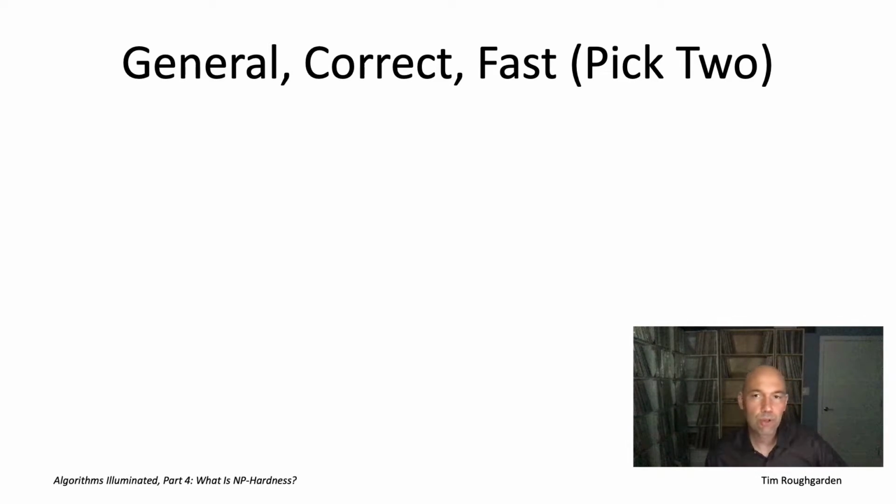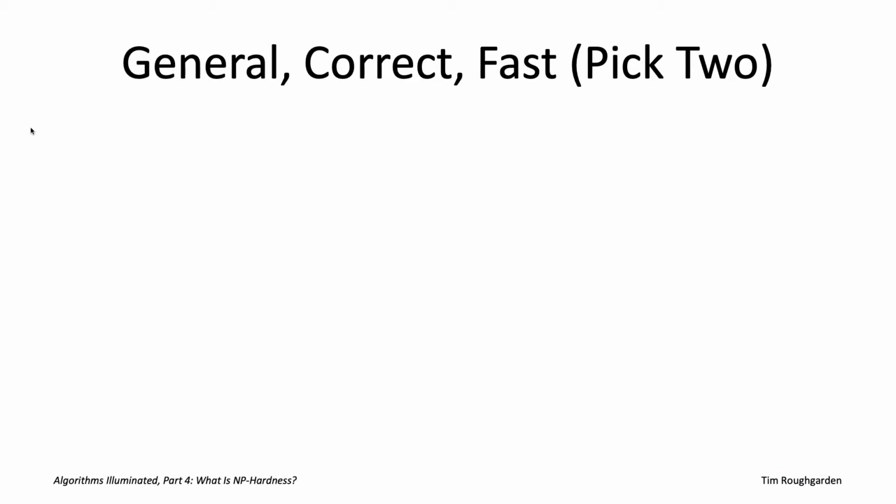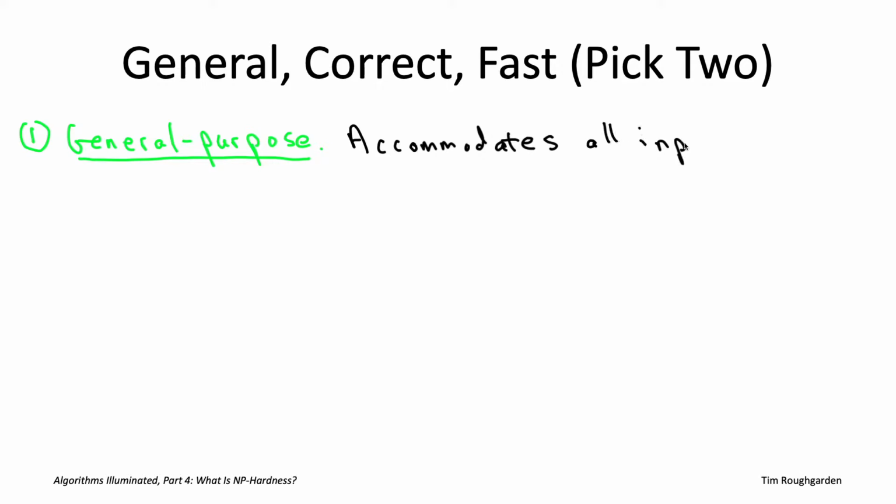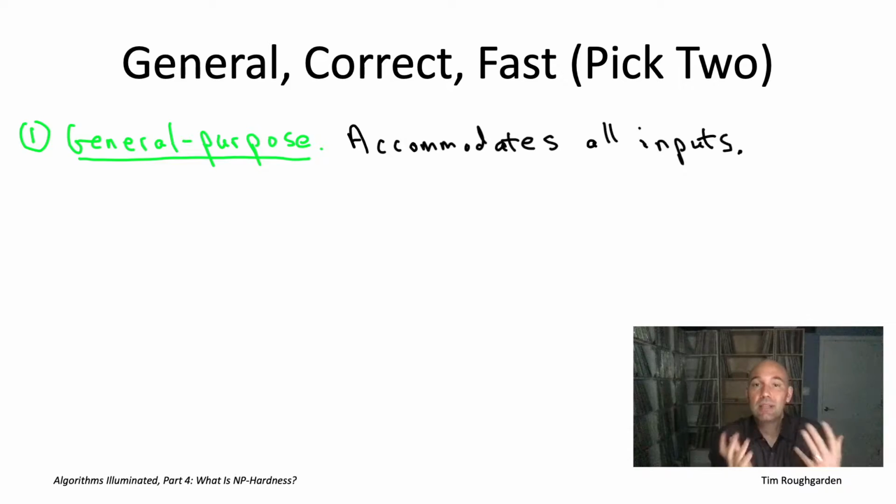NP-hardness rules out algorithms that share 3 desirable properties, or at least, assuming the P not equal to NP conjecture is true, it rules out having all 3 of these simultaneously. So the first desirable property is you'd like an algorithm which is general purpose, meaning you make no assumptions about the input, no matter what the input is, you want the algorithm to solve the problem. This is as opposed to solving only a special case of a problem, handling only a subset of the instances that you might encounter. So obviously general purpose would be nice.